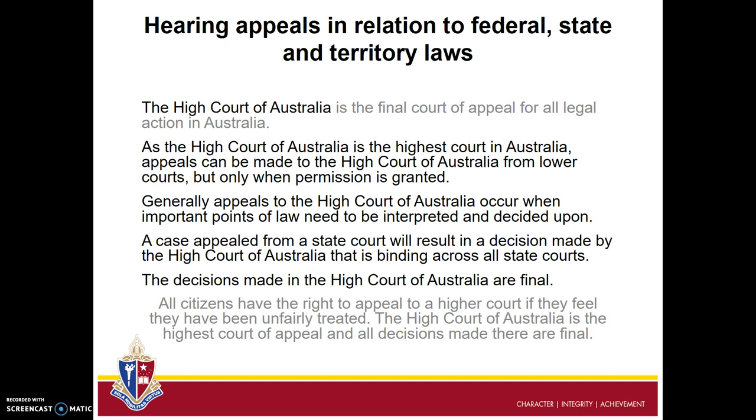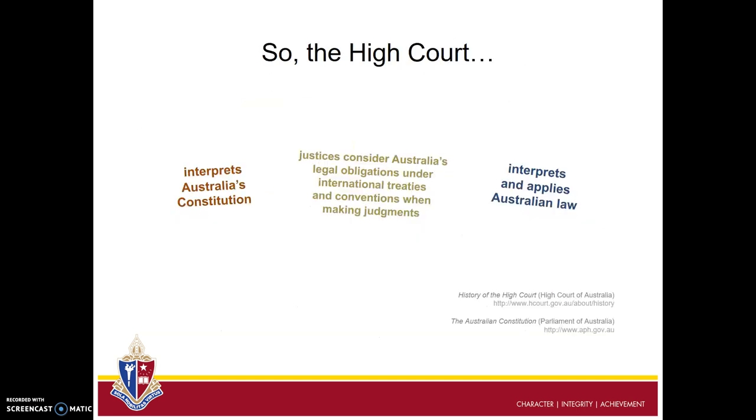All citizens have the right to appeal to a High Court if they feel they've been unfairly treated. The High Court of Australia is the highest court of appeal, and all decisions made there are final. So that's a key point from that slide. So it interprets Australia's constitution. The justices consider Australia's legal obligations under international treaties, and it interprets and applies Australian law.